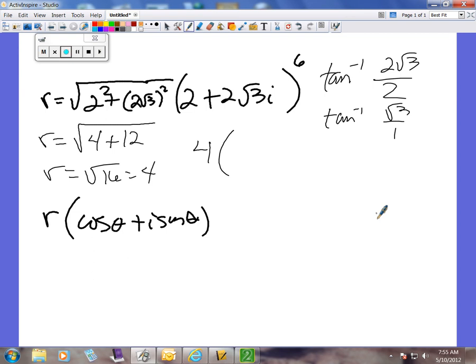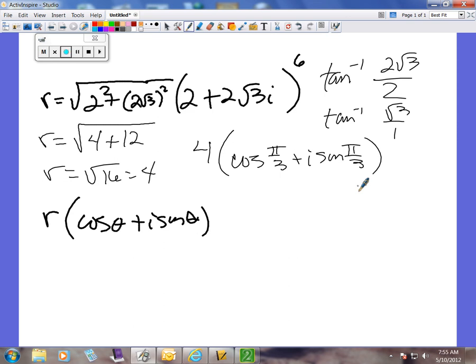So we should see what quadrant we're in. Plus plus is first quadrant. So we can just stay positive and stay with 60 degrees, which is what in terms of pi? Pi over 3. Thank you. So now we have it. Now, is everybody okay with that? Just kind of a review of changing complex to polar.